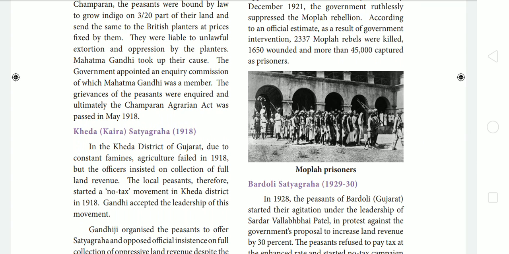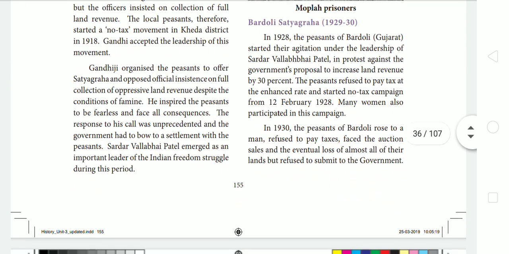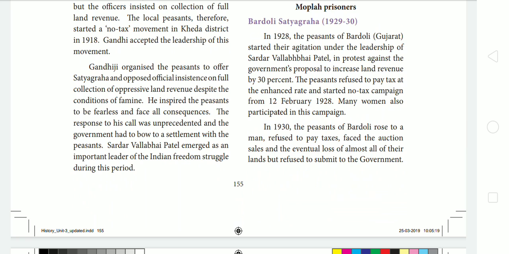So next one, the Bardoli Satyagraha. It took place in the year 1929 and it came to an end in 1930. In 1928, the peasants of Bardoli, which is located in Gujarat, started their agitation under the leadership of Sardar Vallabhbhai Patel in protest against the government's proposals to increase land revenue by 30%.